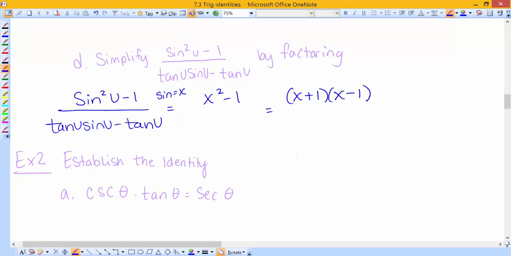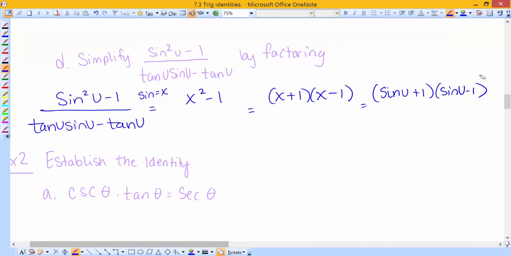Now in place of x, I am going to put back sine. So this is going to be sine of u plus 1 and sine of u minus 1. So I have now factored the numerator. Now I need to work on factoring the denominator. If you are really good at this, you might actually be able to factor from here. Sine squared, sine times sine. 1 times 1. And then plus or minus, because this is a difference of squares.